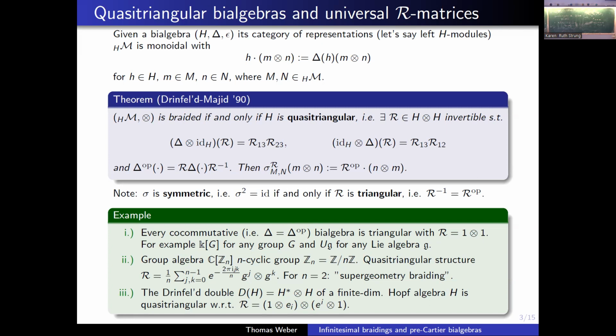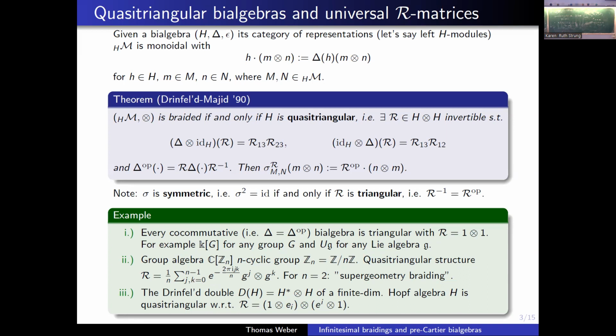So this happens for the group algebra of any group, or for the universal enveloping algebra of any Lie algebra G. Now on the cyclic group Zn, you can even find a non-trivial R in this way here. So you take this combination, which in the special case when you put n equal 2, gives you the super geometry braiding. So there the sigma, this braiding, really gives you the minus sign that you see in super geometry.